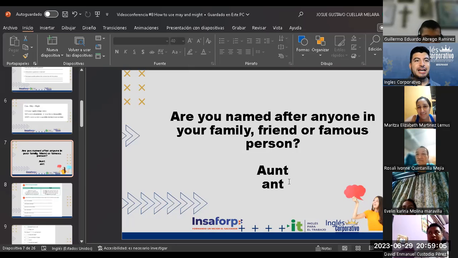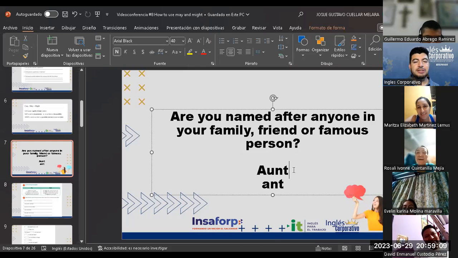Si decimos ant, es hormiga, como Ant-Man. Pero se dice aunt, como que si fuese así, ¿ve? Realmente es la combinación de la O y la A, aunt, no ant, ¿verdad? Pero es una manera de explicarlo.